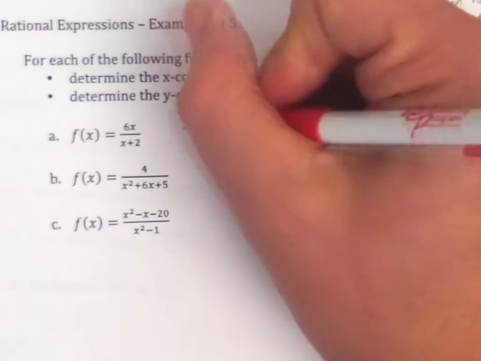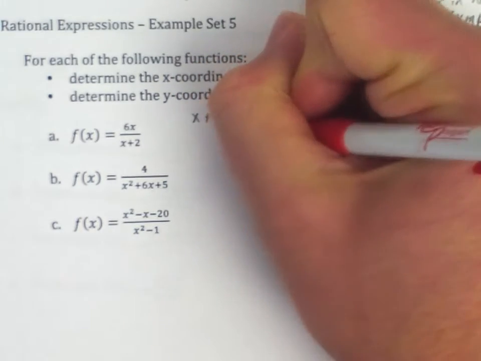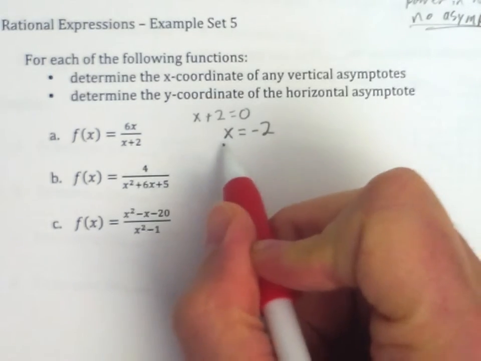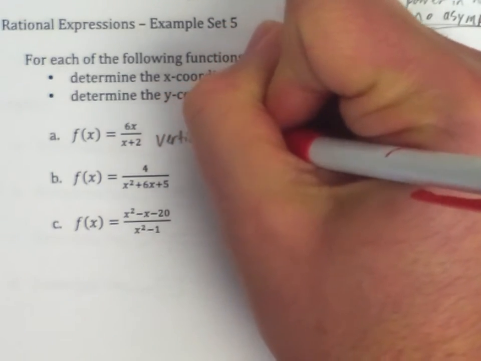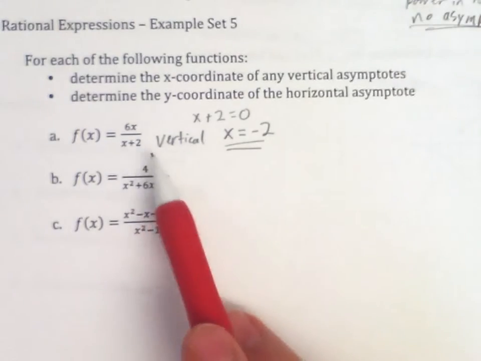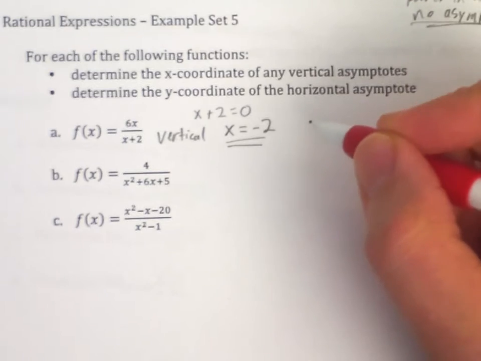So we're going to try setting x plus 2 equals 0. So that gives us x equals negative 2, for the vertical. And that's not the same expression as it has up here in terms of x plus 2, so we're okay there, in the denominator.